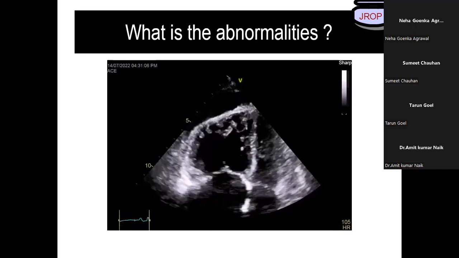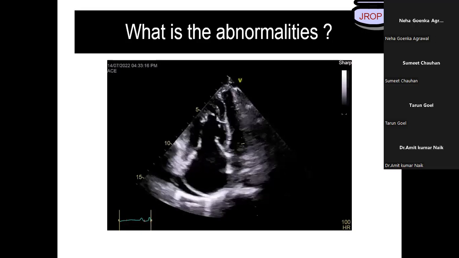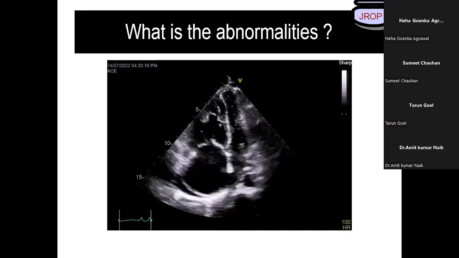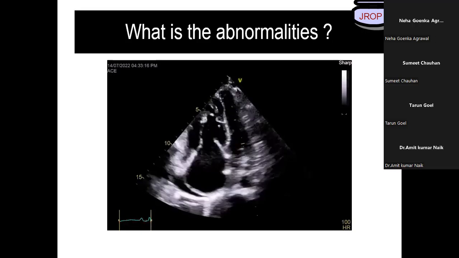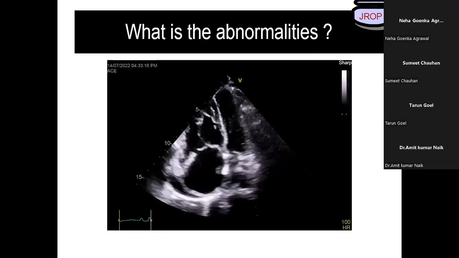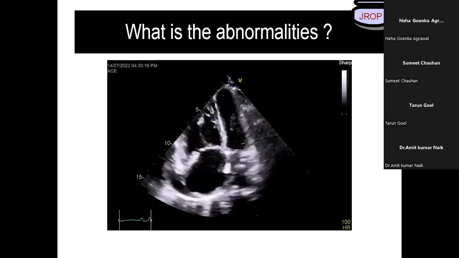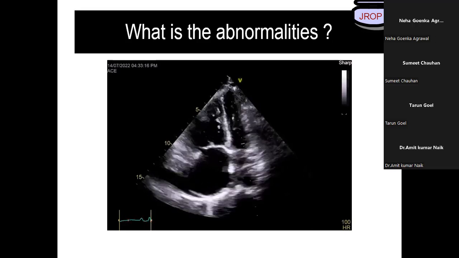All right. Let's move on to Tarun. Tell me what is the abnormality, Tarun? Sir, RA dilatation is there. RA is dilated. What else, Tarun? Septal thinning is there. Interventricular septal thinning, I can see. What else is there?